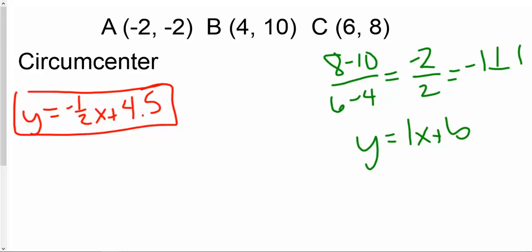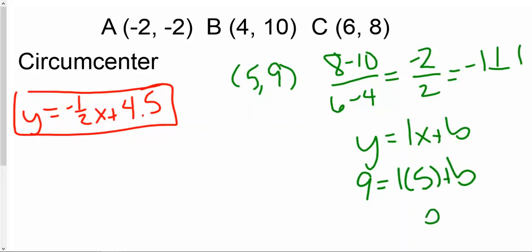And so now we find the midpoint being 5, 9. I plug that in and get 9 equals 1 times 5 plus b. Therefore, b is 4. So my other equation is y equals x plus 4. We can solve this via substitution, or we can go to Desmos and graph.